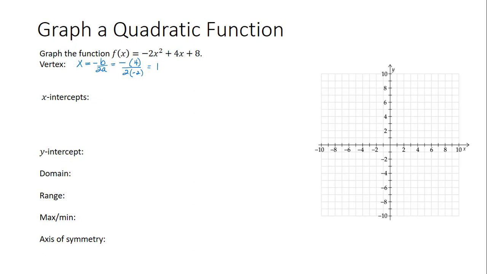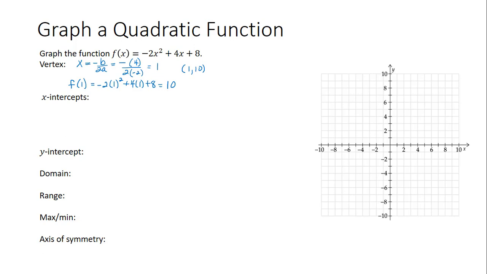The y value of the vertex is obtained by replacing x with 1 in the function to get negative 2 times 1 squared plus 4 times 1 plus 8. Using order of operations to simplify, we get negative 2 plus 4 plus 8, or 10. So the vertex is the ordered pair (1, 10).